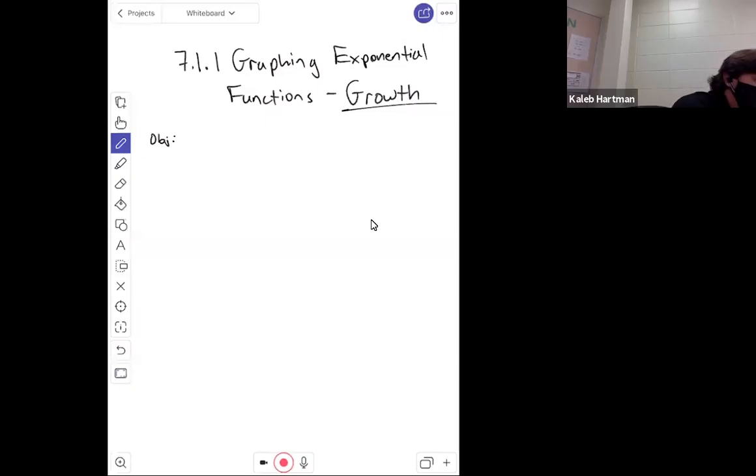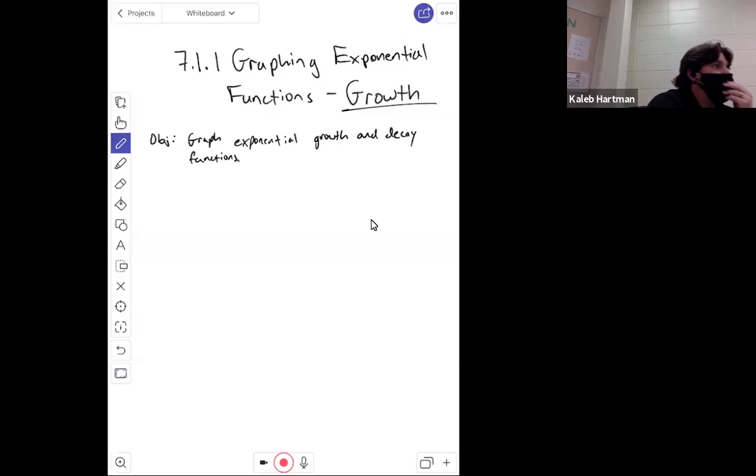So the objective for this lesson is to graph exponential growth and decay functions. Tomorrow, decay functions. Okay, you're probably going to want to take notes, this is your set of notes.